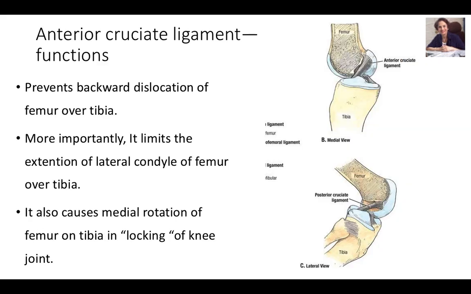So now these are the functions of the anterior cruciate ligament. It prevents the backward dislocation of the femur over the tibia, as in extension. It limits the hyperextension, but it allows a movement which is called locking of the knee joint.